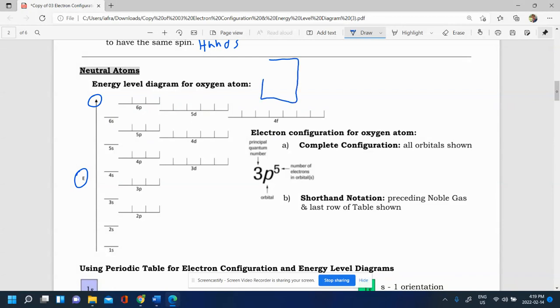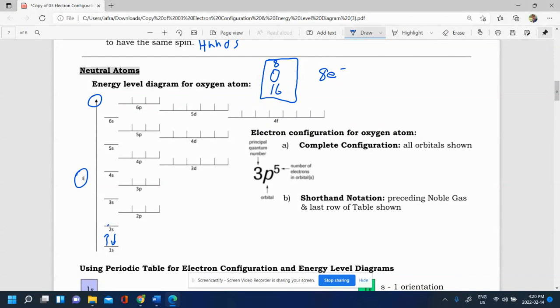So we have our oxygen from our periodic table. That's atomic mass of 16, symbol O, and atomic number 8. So that means we have 8 electrons to place. So we'll start placing our 8 electrons in this energy level diagram here, starting from the lowest energy, one at a time, first the up, then the bottom.